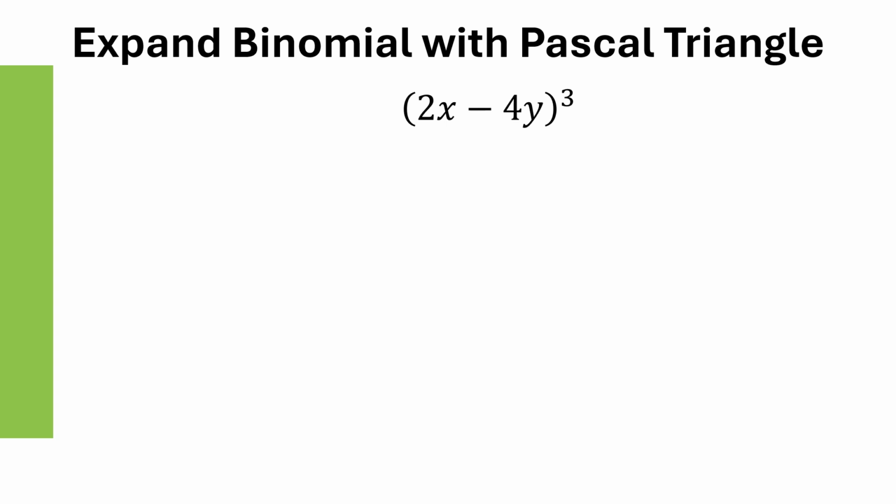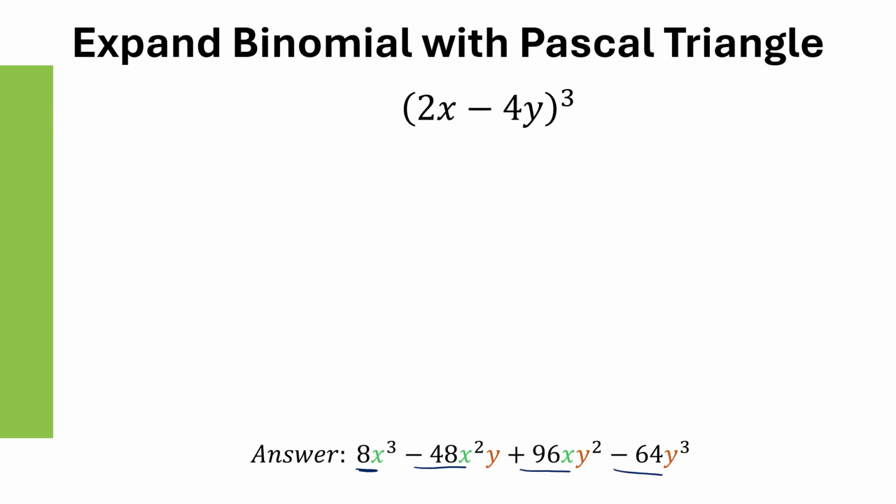In the previous video, we multiplied this out by writing 2x minus 4y 3 times and using the table, and we got the answer as this. In this video, we're going to use the Pascal triangle to help us quickly get the coefficients of the answer, which is 8, negative 48, 96, and negative 64.